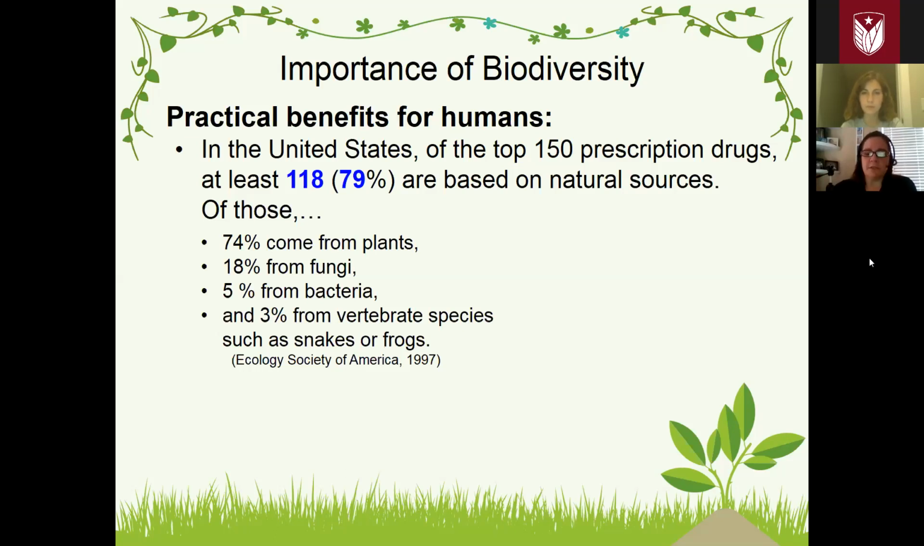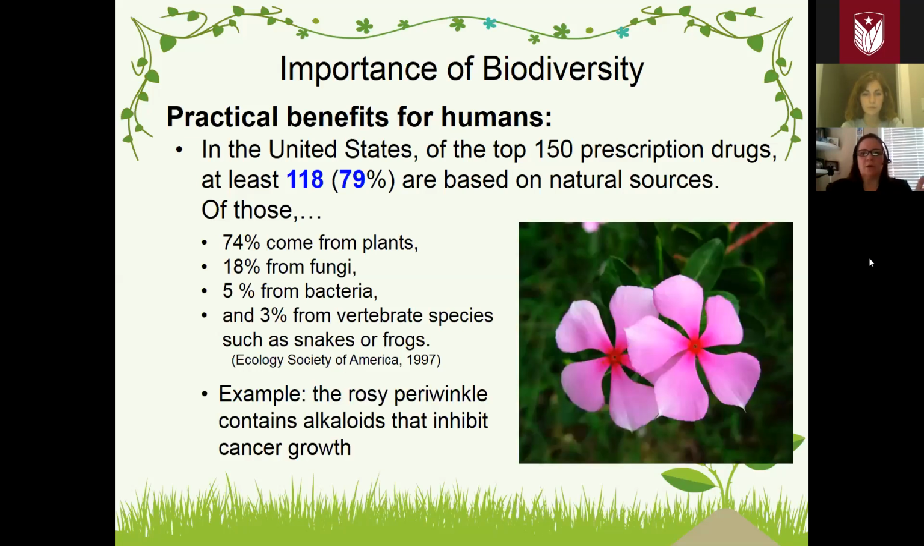chemicals, molecules that we can use for cancer, Alzheimer's, lots of other ailments. One example is the rosy periwinkle, which contains alkaloids that inhibit cancer growth. A lot of the chemicals that we use in our prescription drugs can't be synthesized properly, so they actually still have to get them from the plants. Others can be synthesized. I actually teach a medicinal uses of plants class, which is a lot of fun.